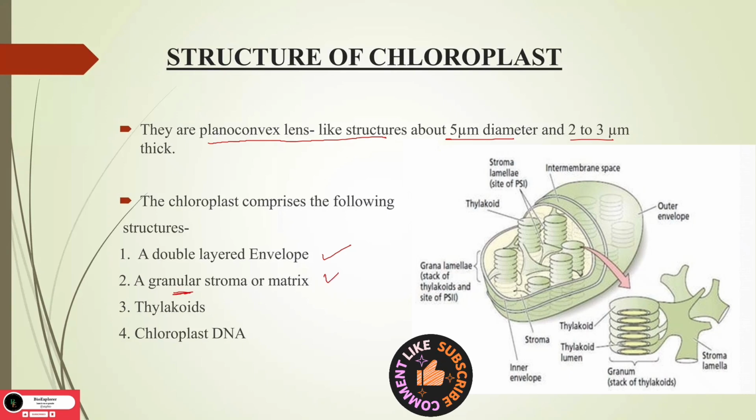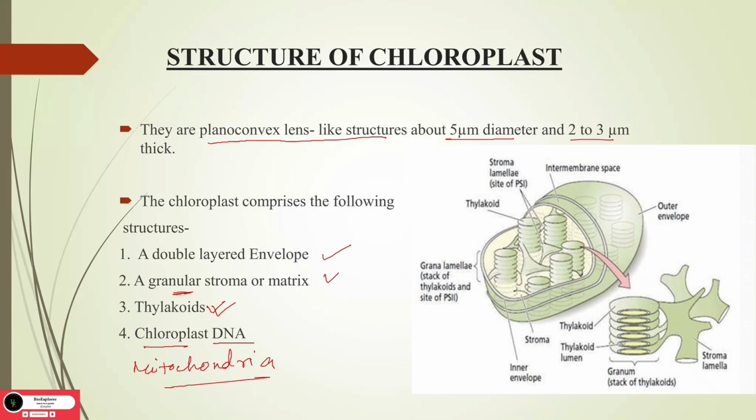So what is grana? The unit of the thylakoid is called grana. This organelle contains chloroplast DNA. Mitochondria and chloroplasts are the only organelles which contain their own DNA.